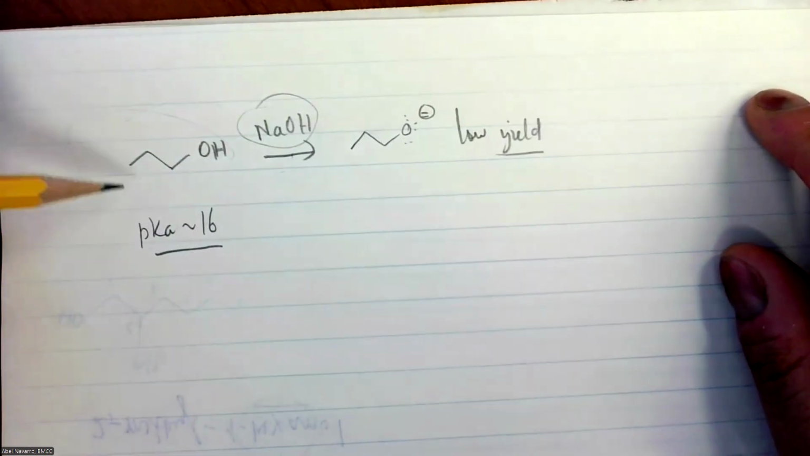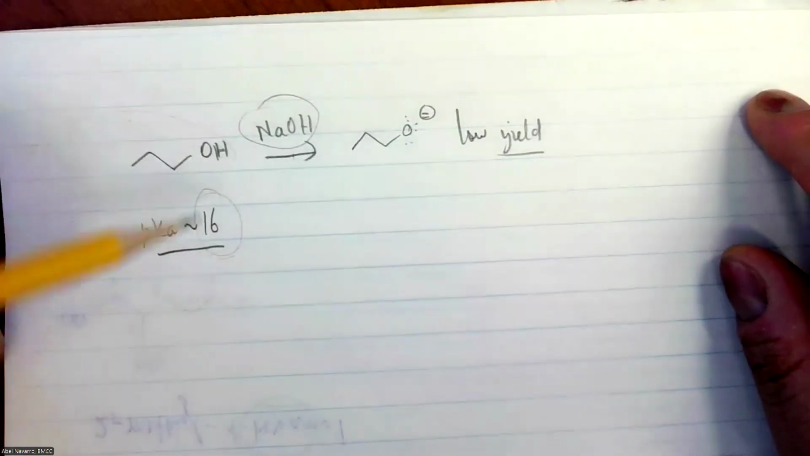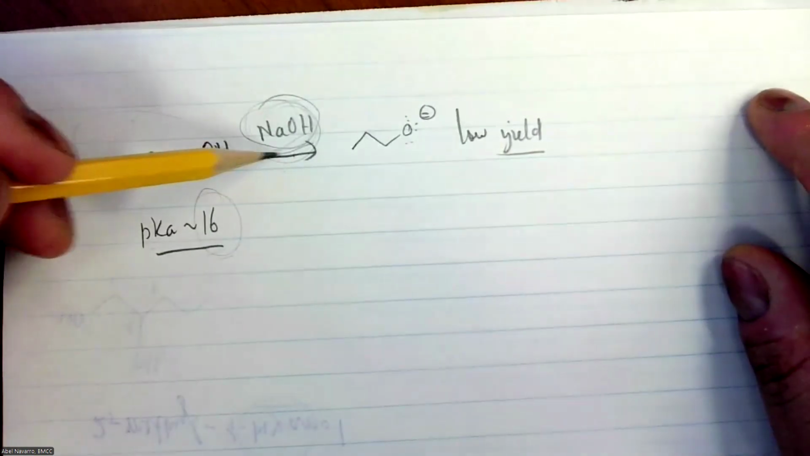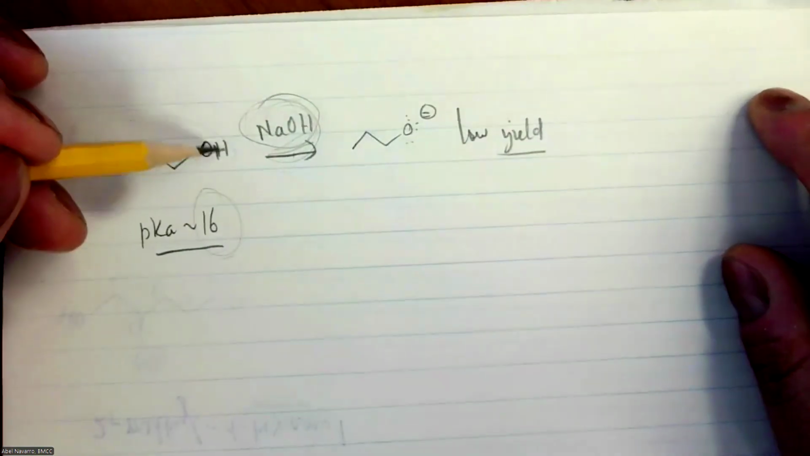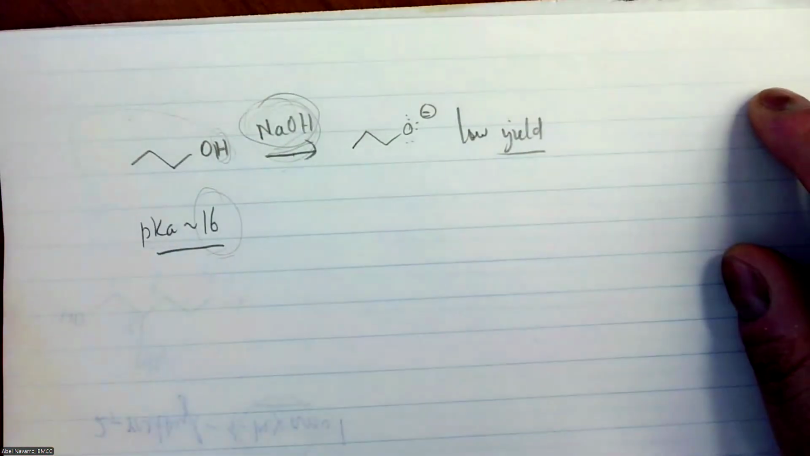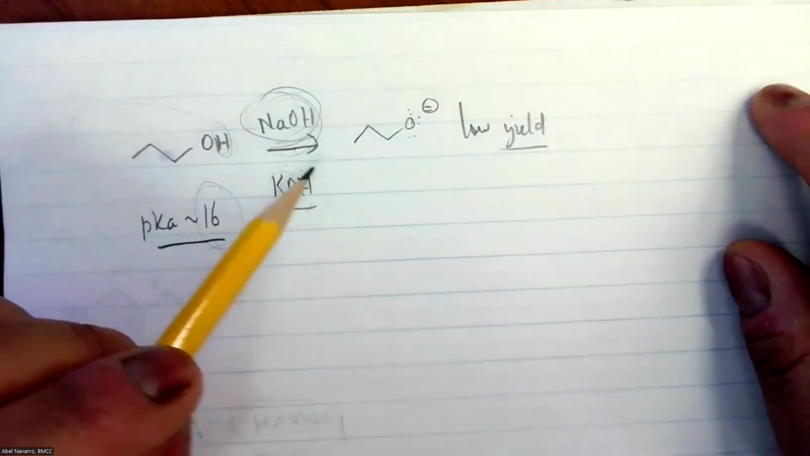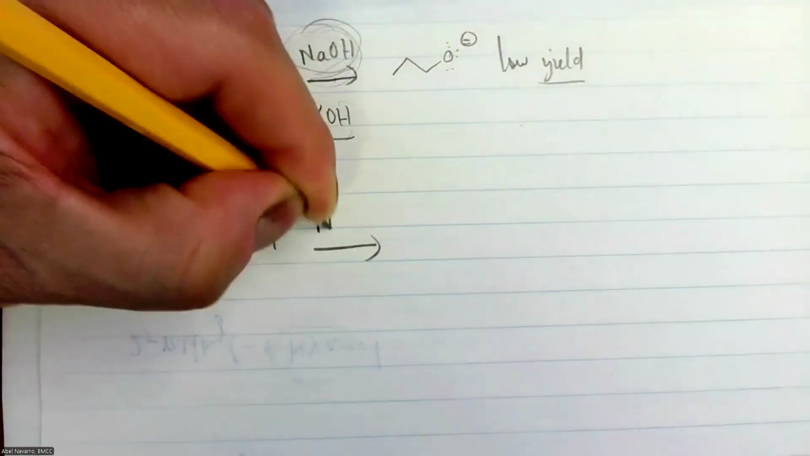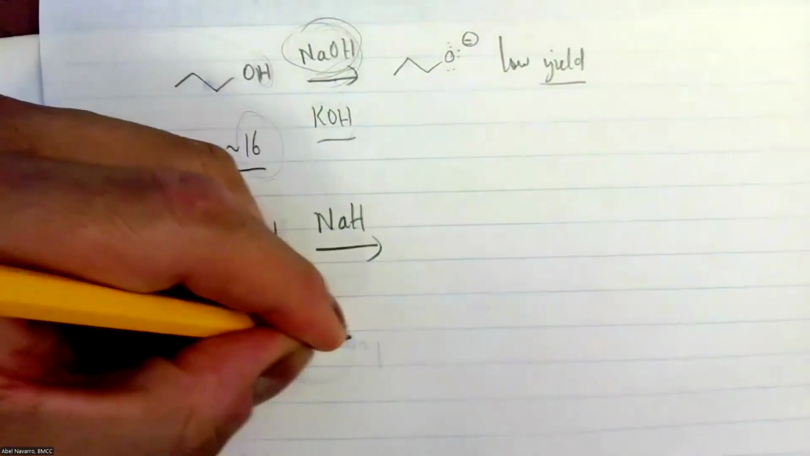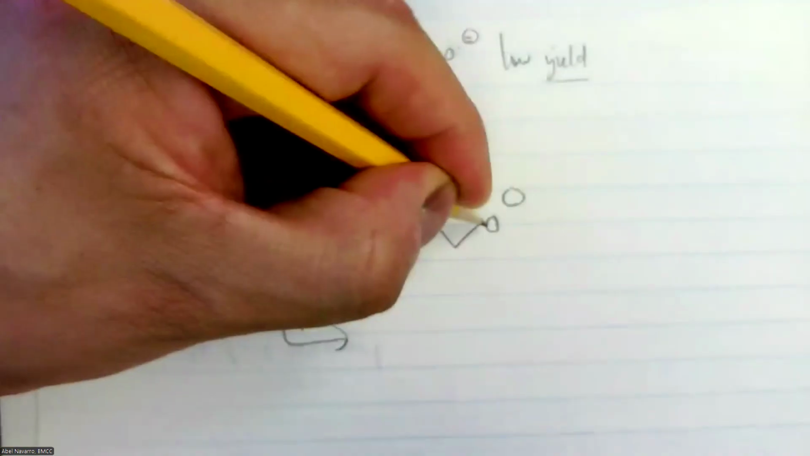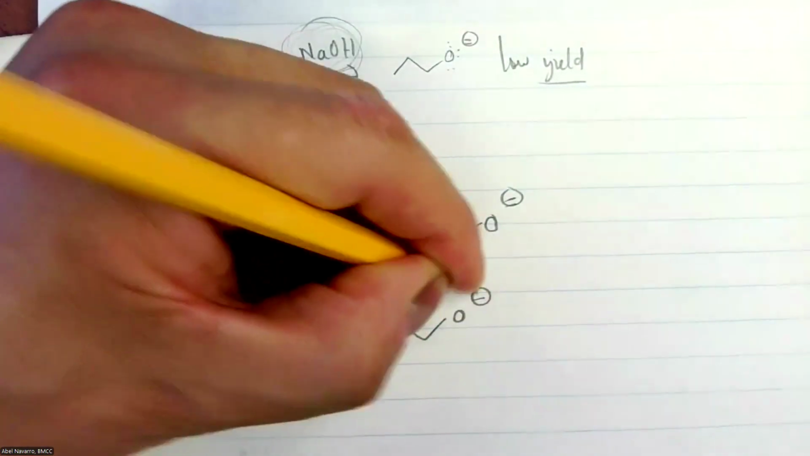So a pKa of 16 is a weakish acid. A weakish acid needs a stronger base to deprotonate it. If the base is not that strong, it will deprotonate it, but in a very small yield. Some people even use potassium hydroxide, which is slightly more basic, so you will have maybe a slightly higher yield. But if you want a more efficient deprotonation, you have to use either sodium hydride or plain sodium. It will produce O minus here and also O minus here.